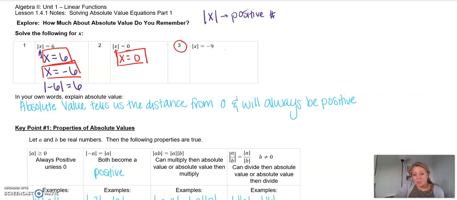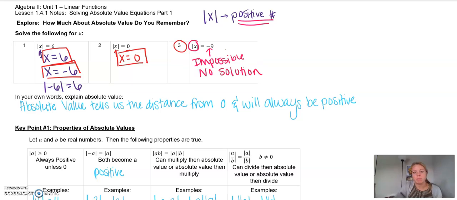Then I look at this last one, and you're probably thinking, okay, so it's x equals -9. Wrong. It is not, because look back at what I just said. We remember that the absolute value is always a positive number. So this is saying that the absolute value equals a negative. This is impossible. It can't be negative. It just never works out that way. So this is actually no solution.